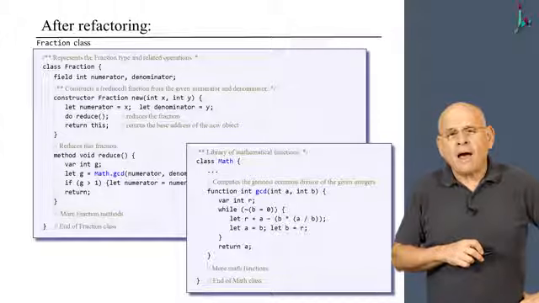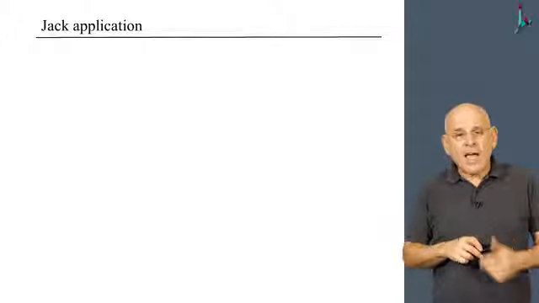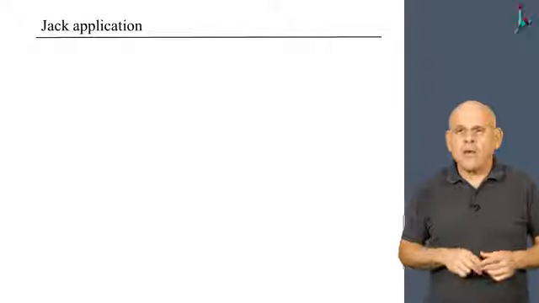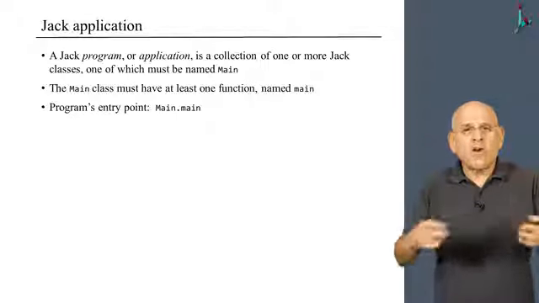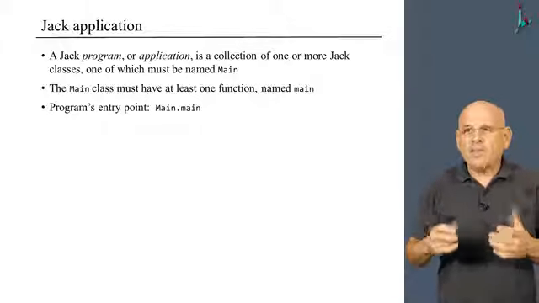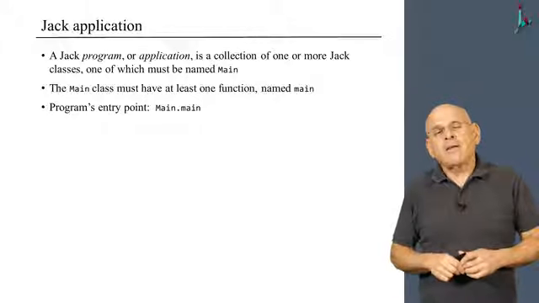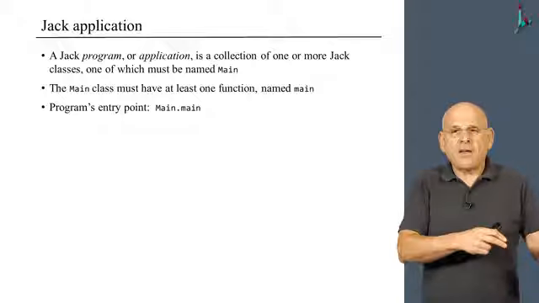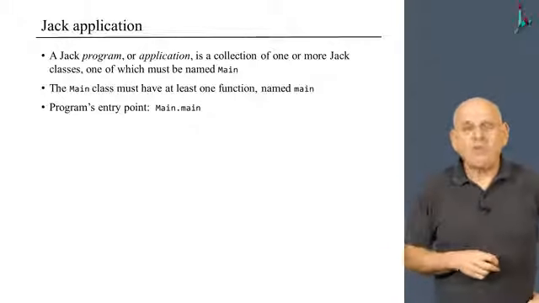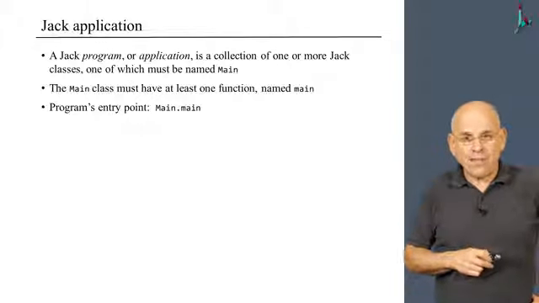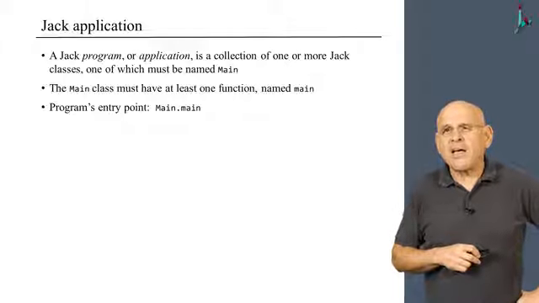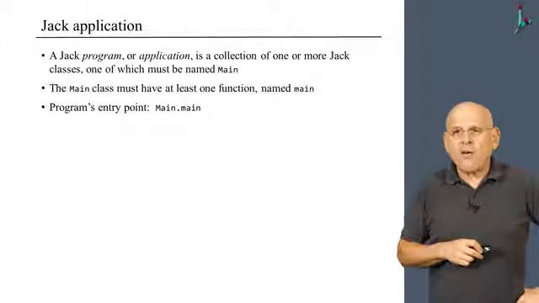All right, moving along, a Jack application, as we explained before in the course, is a collection of one or more Jack classes, hopefully well designed, one of which must be named Main. This class should have at least one function named main, and Main.main becomes the entry point of the entire application. I'm repeating this here just for completeness because we discussed this before.